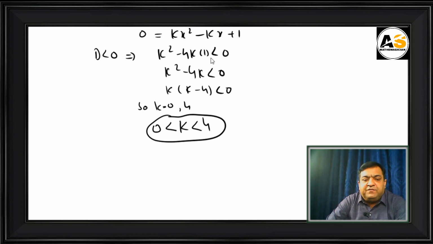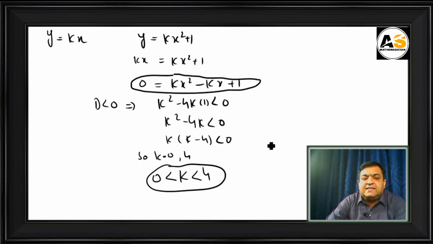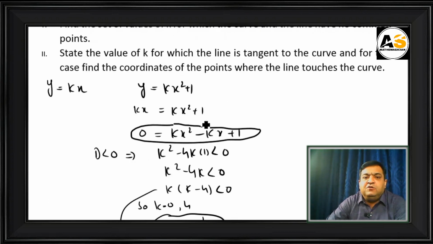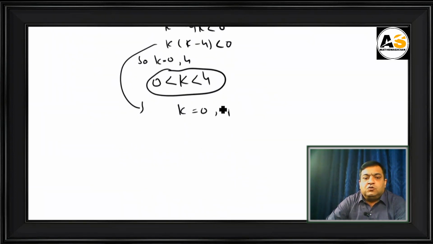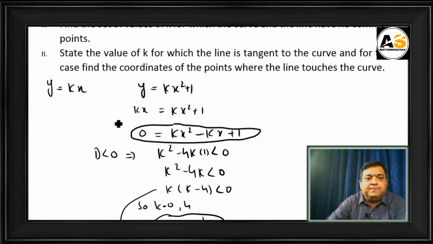If this line is to be tangent to this curve, then this quadratic equation will give equal roots. For that, the discriminant must be equal to 0, and for that, k will be 0 and 4. So these are the values of k for which the line becomes tangent to this curve. Also find the coordinates of the point where the line touches the curve. When k is equal to 0, the line becomes y equals 0, and for k equal to 4, the line becomes y equals 4x. This was the equation of the line.